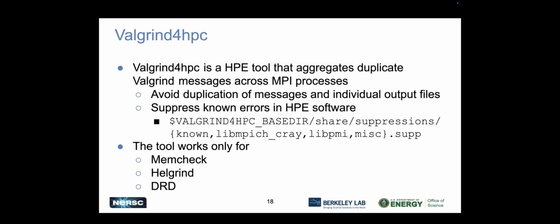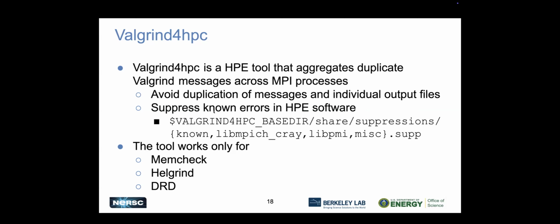Valgrind4hpc is an HPC tool that aggregates the multiple Valgrind messages over MPI processes, so that we only have a single output file. If there is a duplicate error message, then we can group them so that we indicate which group of MPI ranks this message is for, for instance. So it's simpler for us to handle. And another big benefit is that it uses the suppression file.